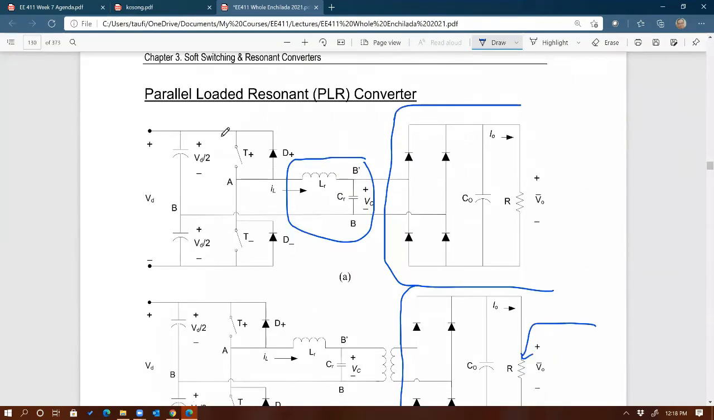And we can do that real quickly. If T plus is closed, the other ones are off, then the sign of the voltage into the resonant tank would be positive, right? Positive VD/2 if D plus is on. Same thing happens when D plus is conducting. When D plus is conducting, everything else off, then the input to this tank will also be plus VD/2, right? On the other hand, if T minus is conducting or D minus is conducting, then the input to the tank would be minus VD/2. Right?